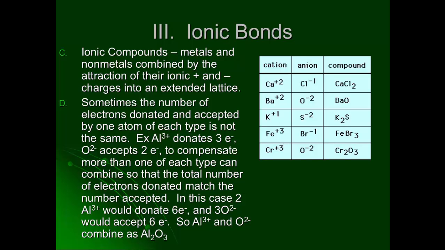Same sort of thing happens when you combine aluminum and oxygen, because aluminum is 3+, oxygen is 2-, and so the only way to make those balance, the lowest common multiple of 3 and 2 is 6. So we'd have Al2O3 to get 6 electrons donated, 6 electrons accepted.